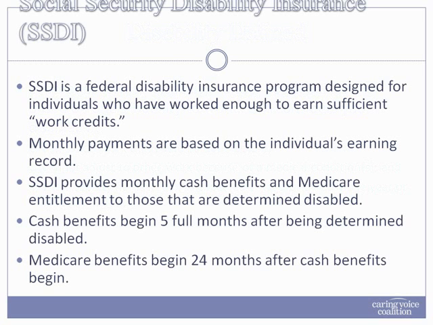To break it down, many people ask the question, what is the difference between SSDI and SSI? Well, SSDI is a federal disability insurance program designed for individuals who have worked enough to earn sufficient work credits. SSDI is a payroll tax-funded federal insurance program. Monthly payments are based on the individual's earnings record. SSDI provides monthly cash benefits and Medicare entitlement to those who are determined disabled. Cash benefits begin 5 full months after you have been determined disabled, and Medicare begins 24 months after cash benefits begin.